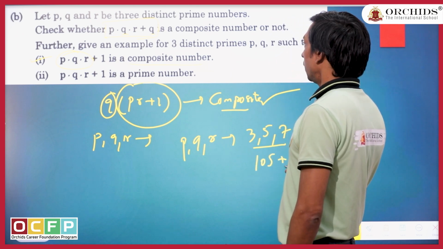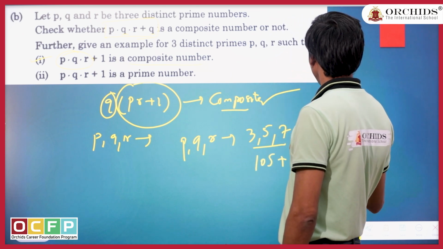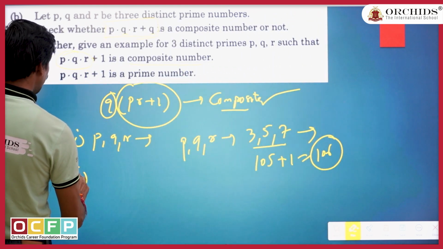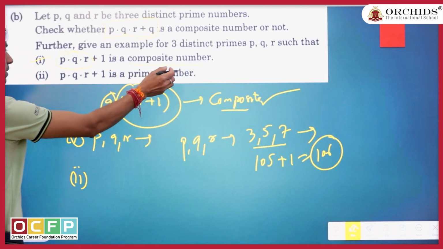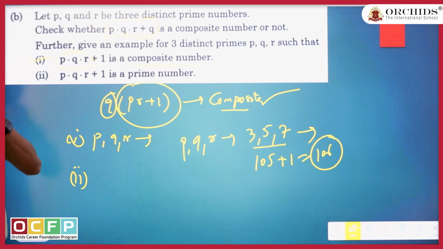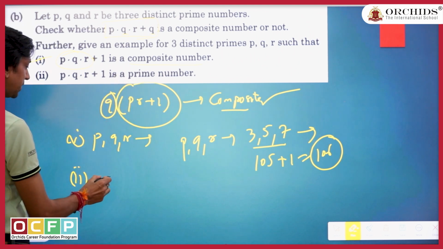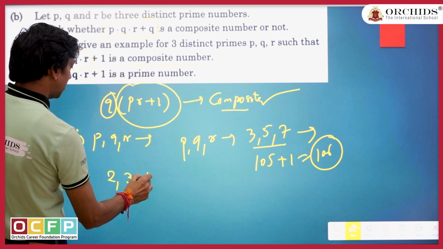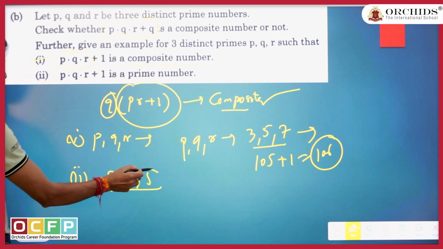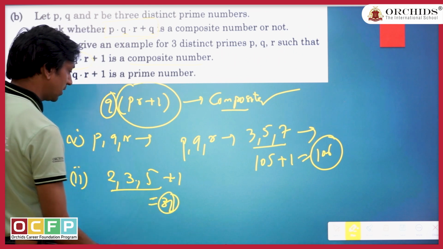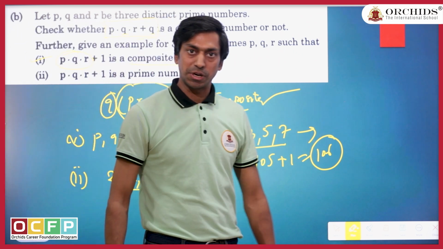105 plus 1, 106. So which is the composite number for the first one? And the second one is what? You can take prime numbers for P, Q, R. We have to select in such a manner that this expression represents a prime number. So if I take P equal to 2, 3 and 5, so it will give me what? 6, 5 are 30 plus 1, that is equal to 31. For this pair of P, Q, R, we are getting 31, so that is a prime number.